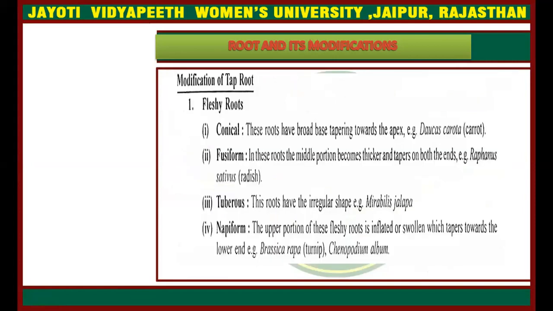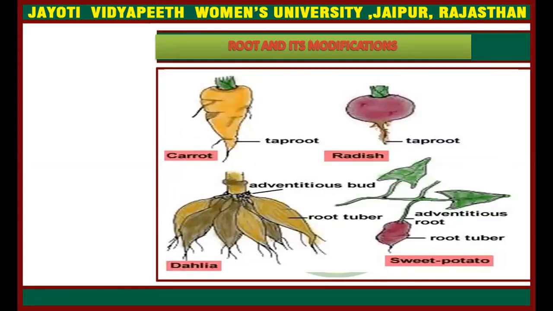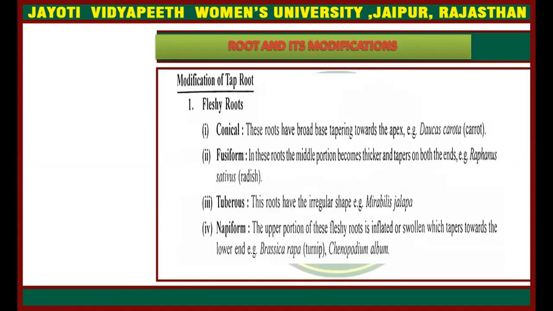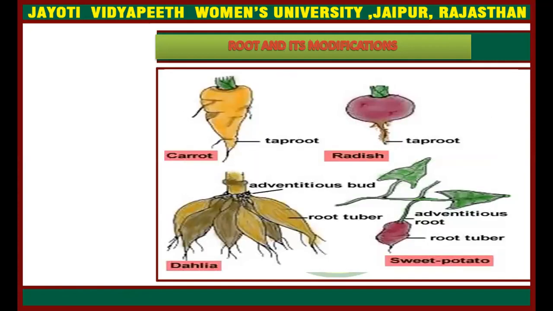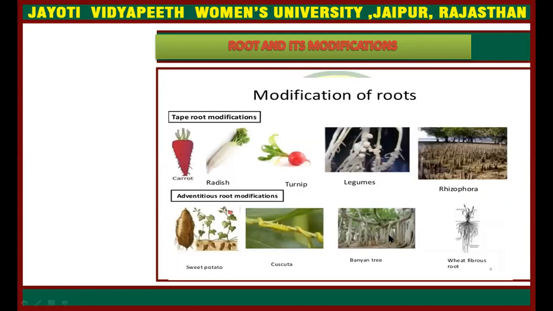What are the modifications of tap root? Fleshy root, which we have over here, you can see the conical, that is the carrot, the fusiform, in which the middle portion is thicker, and the tuberous roots, which have irregular shapes like mirabilis, and napiform, in which the fleshy root is inflated or swollen and tapers towards the lower end. So here you can see the examples: carrot, radish, dahlia, and sweet pea.